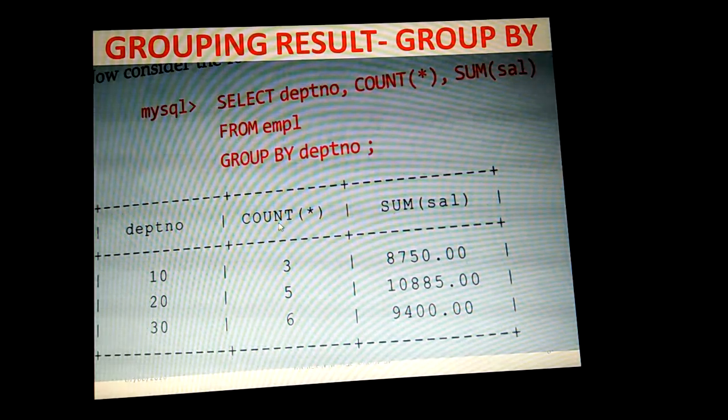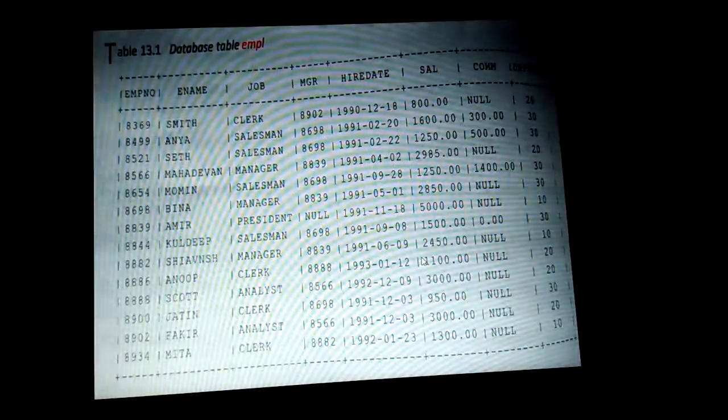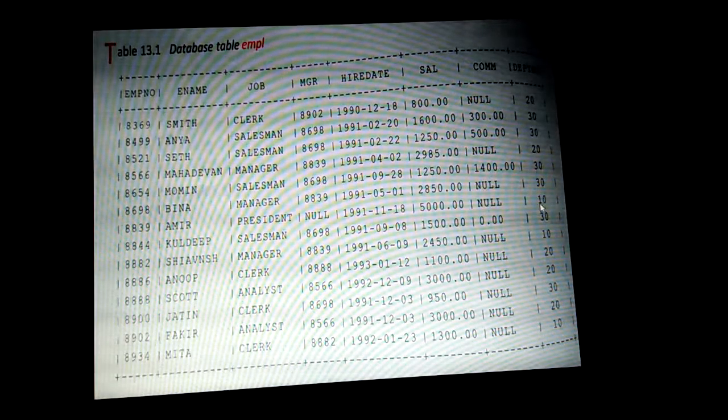So count will give, for each department number, how many employees are there. Under department number 10, totally 3 employees only. Under department number 20, 5 employees only, and at 30 we have 6 employees. The sum of these 3 employees' salaries is 8750. You can see this example, totally under department number 10. Under 10 we have only 3 records, so 10 here, here and here, totally only 3 records.